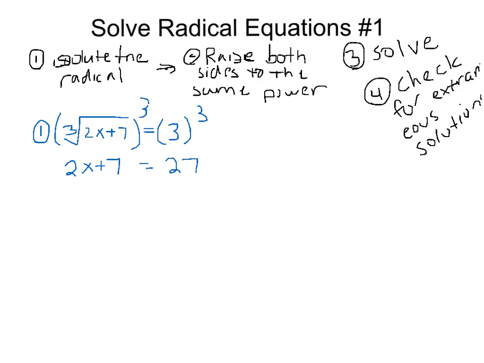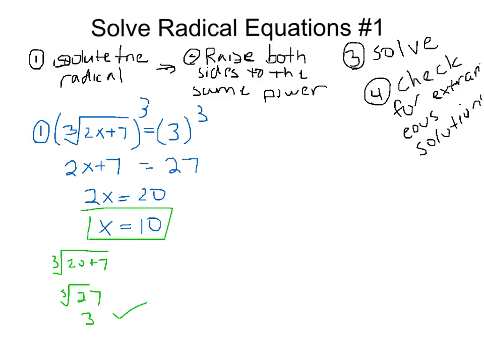Step 3 is to solve. So we're going to solve for x. We'll subtract 7, so we have 2x equals 20. Divide by 2, so x is equal to 10. Always want to plug it in and check. So we have the cube root of 2 times 10, which is 20, plus 7, which is the cube root of 27, which is 3, which is what my original was, so it checks out. So x equals 10 is our answer.